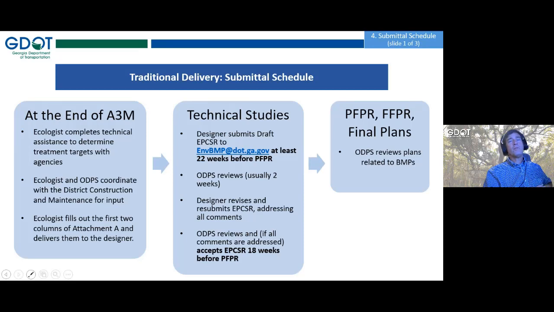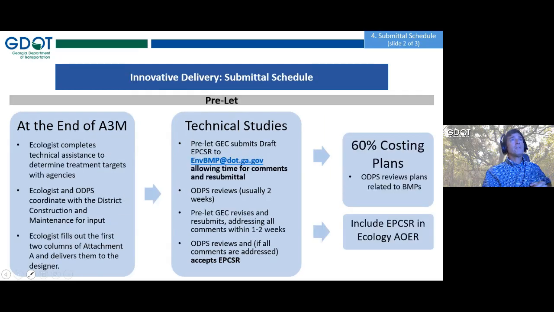And then of course we have our section. We get more involved when we get into the technical studies, and this is before the PFPR. When they submit, the designer submits the draft Ecology post-construction stormwater template to the environmental BMP email address right there. And then of course we're going to look it over, and then there'll be some back and forth between us and the designer. And then we should have this thing approved 18 weeks before the PFPR. And of course, then there's our review of the plans, in which case we might have to revise the report. So let's go to the next slide, thank you.